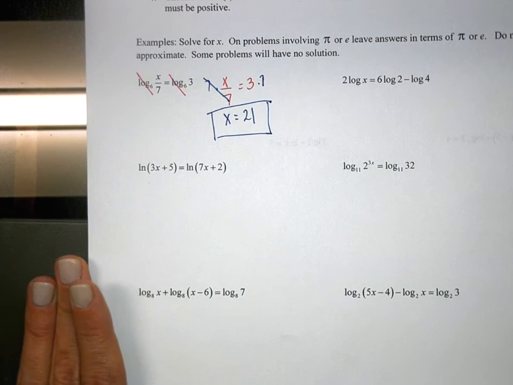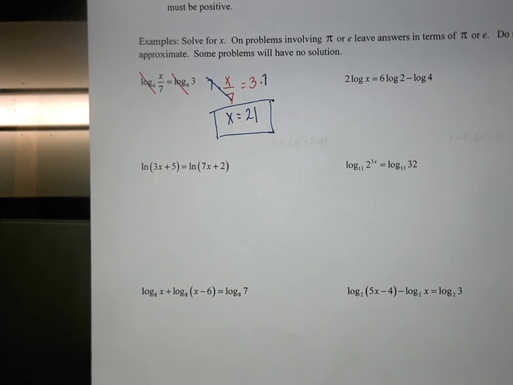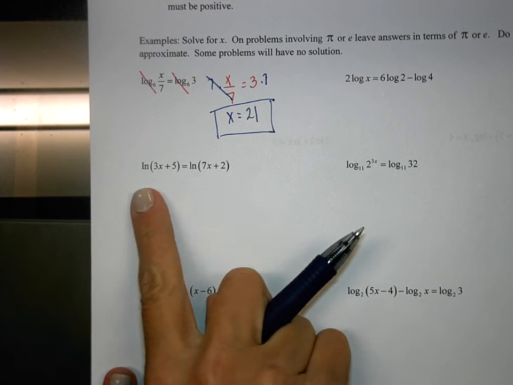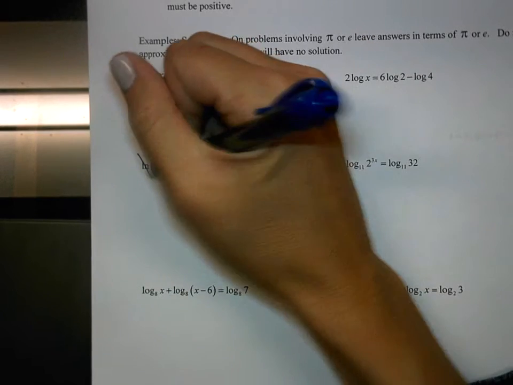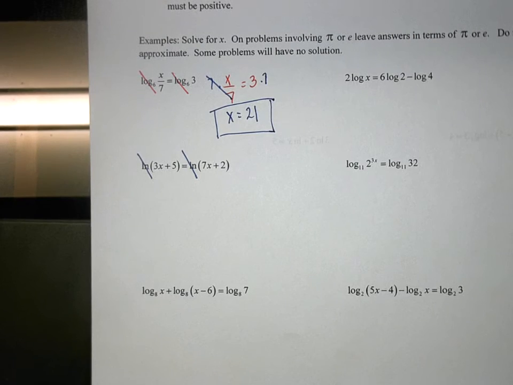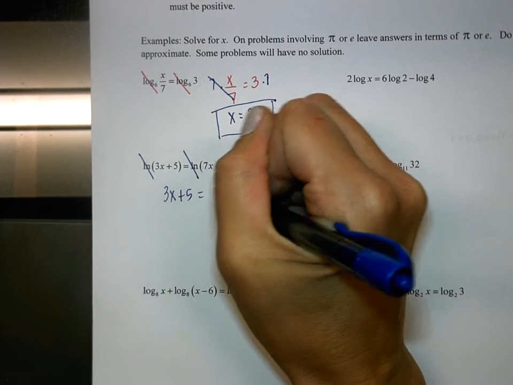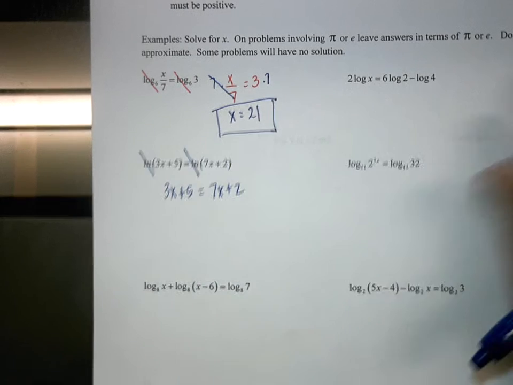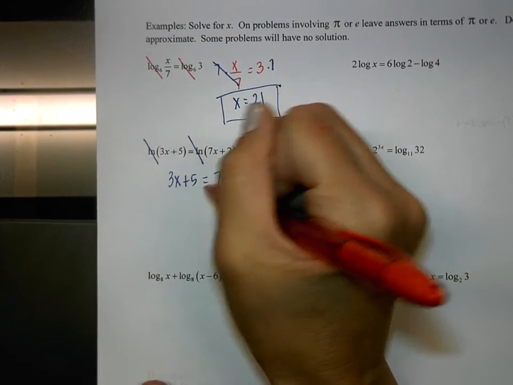Okay, next example. Here, we have natural logs. See how there's a single natural log on both sides? We can eliminate the natural logs. Our equation now is 3x plus 5 equals 7x plus 2. What would we do to solve that? Subtract 5 or subtract 2.